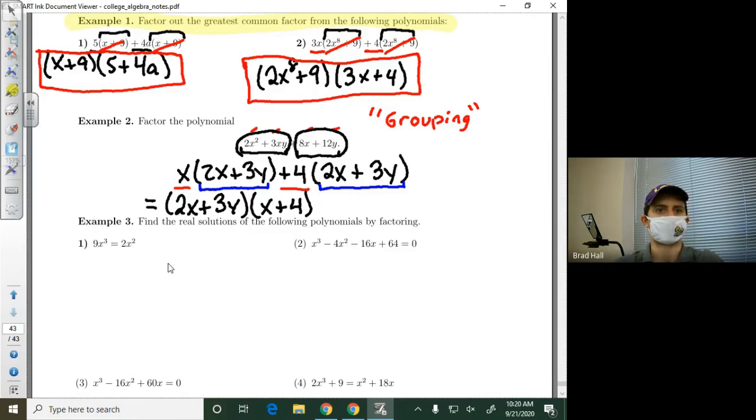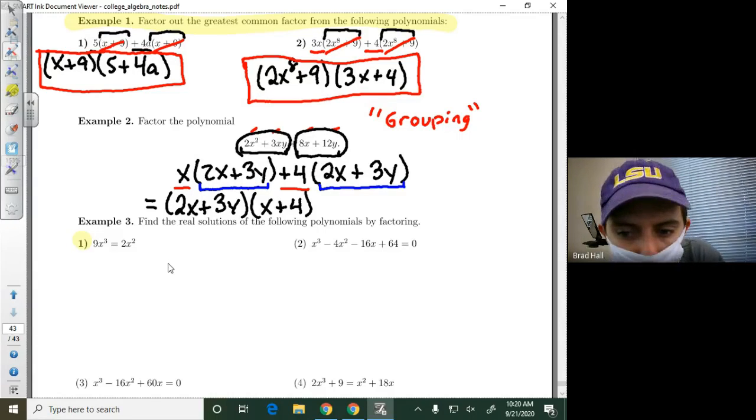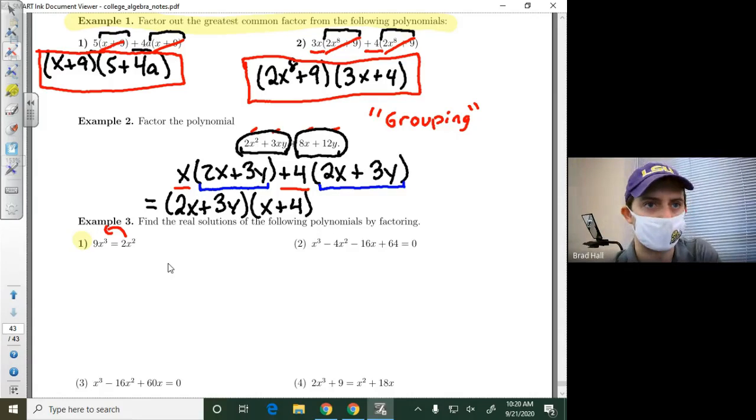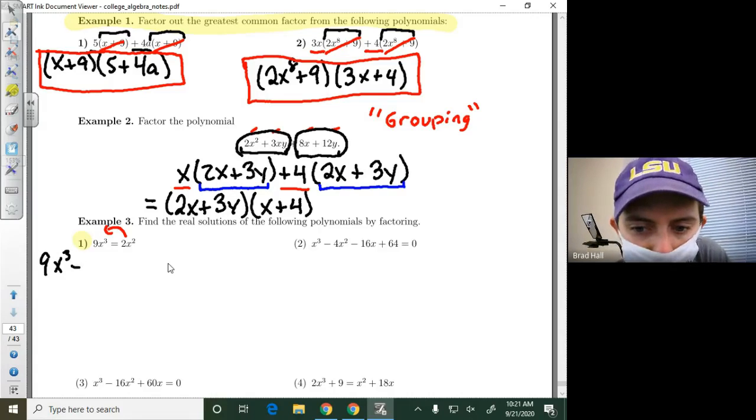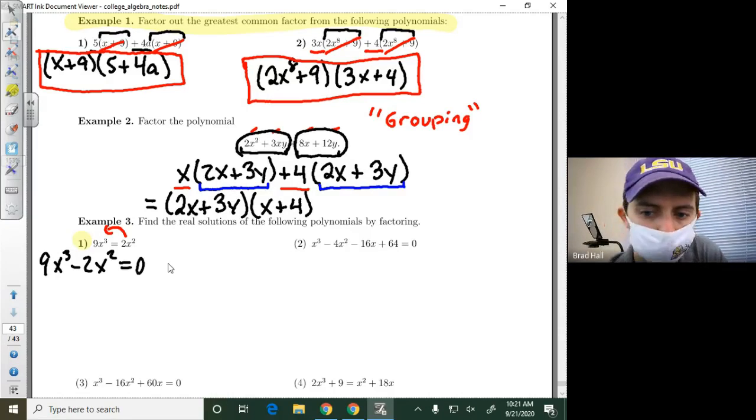So for all of these, now we're solving, so it's no longer factoring, but we're taking the steps one step further, and we will be concluding with x is equal to something or some things. So for part 1 here, we want everything on the same side of the equal sign. We want everything equal to 0. So we're going to move the 2x squared over. So now we have 9x to the third minus 2x squared is equal to 0.